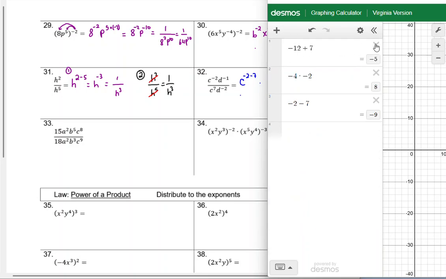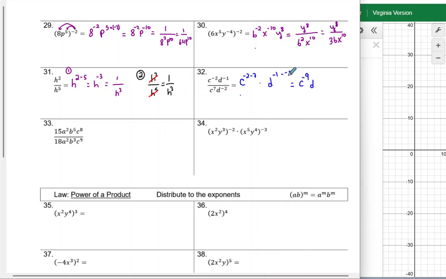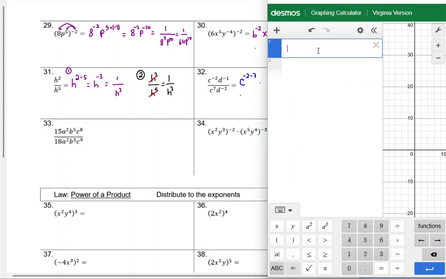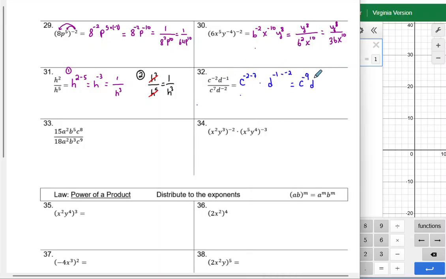Let me clear all this. You have here -1 minus -2. Anyway, the answer is 1. So if we see here, this is positive, so this stays at the top. D to the first power, I don't have to write the 1. And then C to the 9th power. All right? Okay.